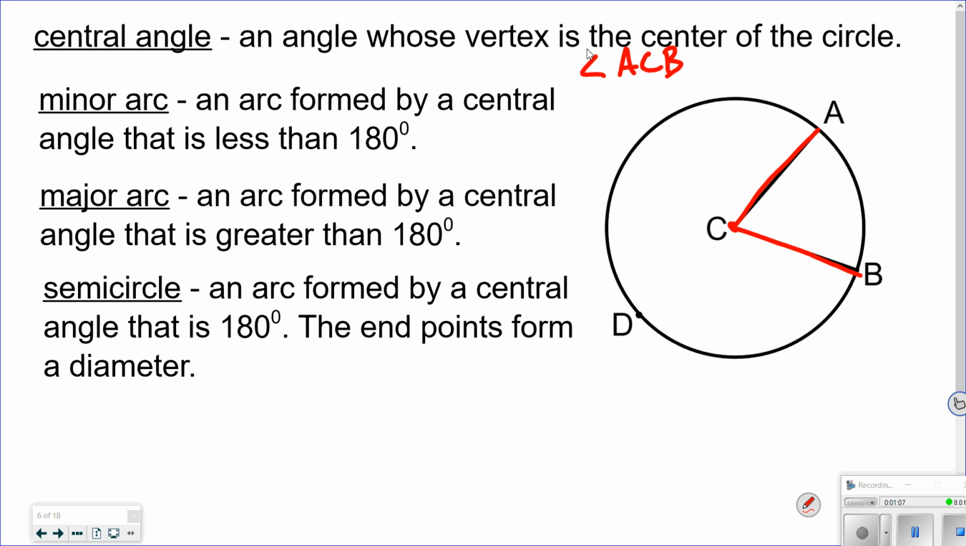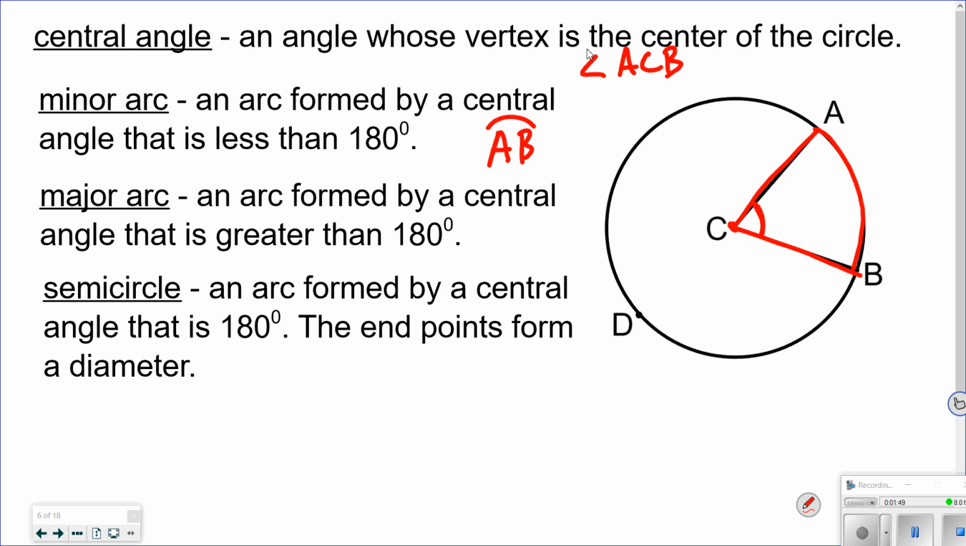An arc, I don't have the definition of an arc up there, but an arc is just part of a circle. We're going to talk about three different types of arcs. The first one is a minor arc. A minor arc is an arc formed by a central angle that is less than 180 degrees. So this arc right here, AB, we refer to as a minor arc. And the reason why is because the central angle right here is less than 180 degrees. The way you write that, if you want to see arc AB, is simply just put AB, and you put a little arc over the top. That's the notation that we use. And again, it's a minor arc because that central angle is less than 180.